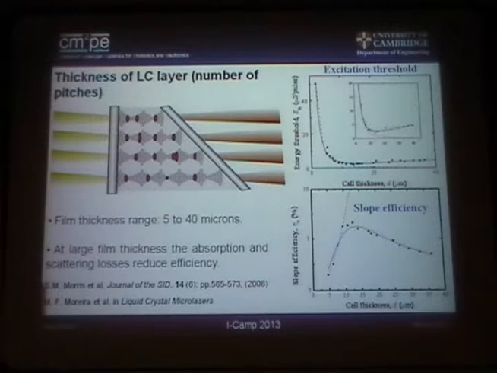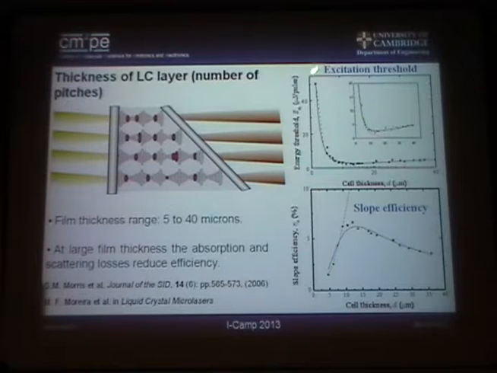So, and I think this addresses one of the questions that was asked earlier in Harry's talk, which is the thickness of the layer. Our typical finding is that anything from about 5 to 40 microns will give you lasing, but it does have a big impact on the threshold and slope efficiency of the resultant laser itself. This shows the excitation threshold as a function of the cell thickness. To do these measurements we used a single sample, a single cholesteric, but we made a wedge cell and translated it across the beam, so we're looking at samples with different numbers of pitches and so different cavity lengths.